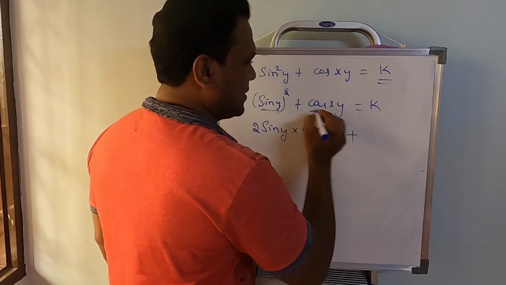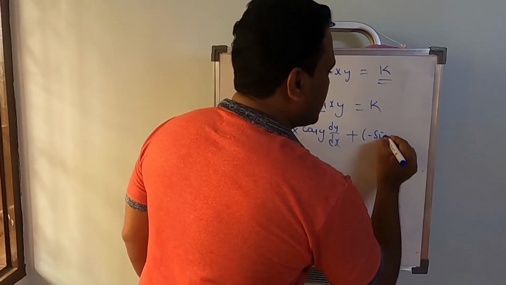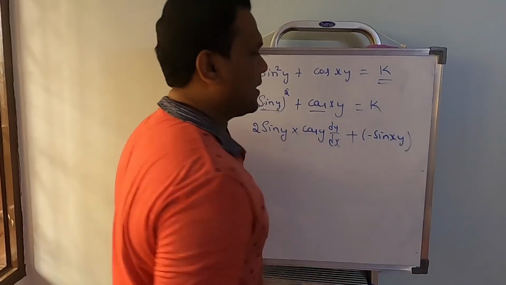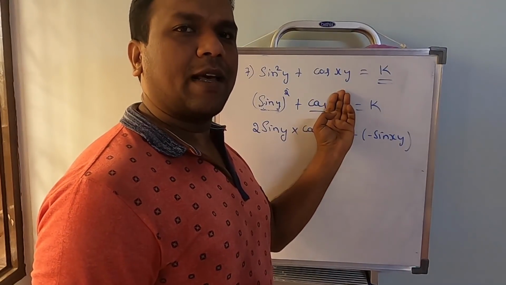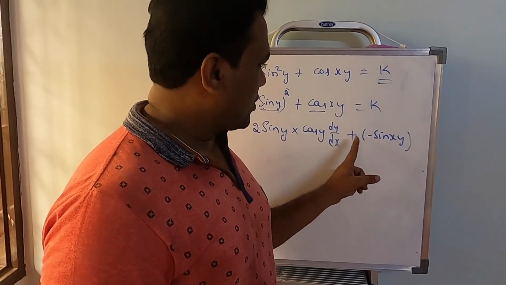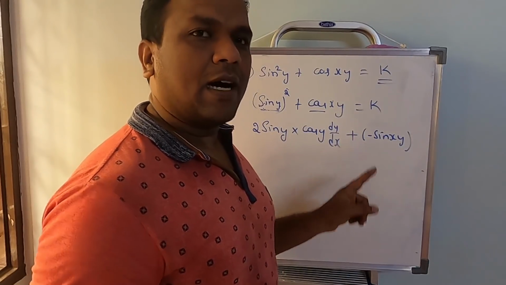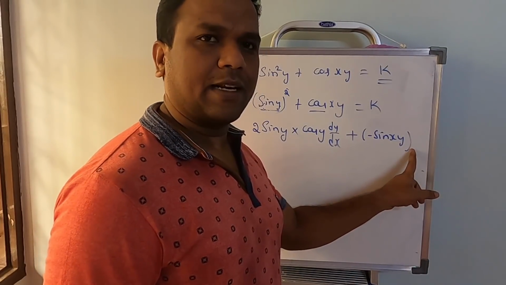Plus, now first thing, differentiation of cos. Differentiation of cos will be minus sin xy. When differentiating cos, the whole thing inside should be treated as x. So differentiation of cos will be minus sin. Notice here, I have a plus sign, and after differentiating I am getting a minus sign, so it's better to put the brackets and then write the term.